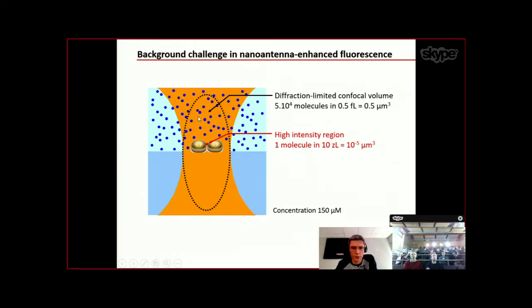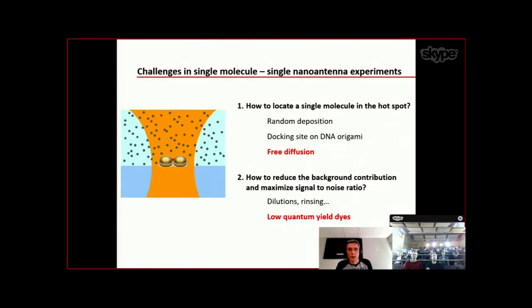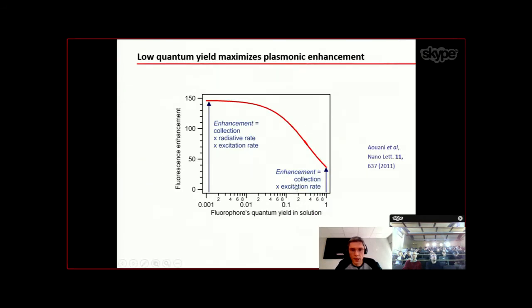Of course, we can reduce the concentration again, but still, at some point, this change in volume, we have to deal with it. So the trick to reduce this background contribution is to use low quantum yield dyes. Okay, reduce the quantum yield. And as I've shown you already, if you have a high quantum yield system, you cannot gain. You will only gain from the collection and excitation rate, but not more. If you have a low quantum yield system, then you will benefit from the increase in the radiative rate. So your net total fluorescence enhancement is going to be much higher. So we'll increase the fluorescence enhancement and also lower the background contribution.